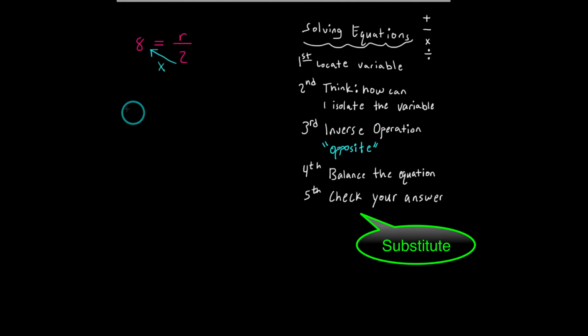Well, 2 times 8 is 16, which is equal to r. I'm going to take the 16 and substitute it back into the original equation for r. So 8 is equal to 16 divided by 2. I'm going to bring that 8 down in just a second. So I have 8 is equal to, well, 16 divided by 2 is 8.